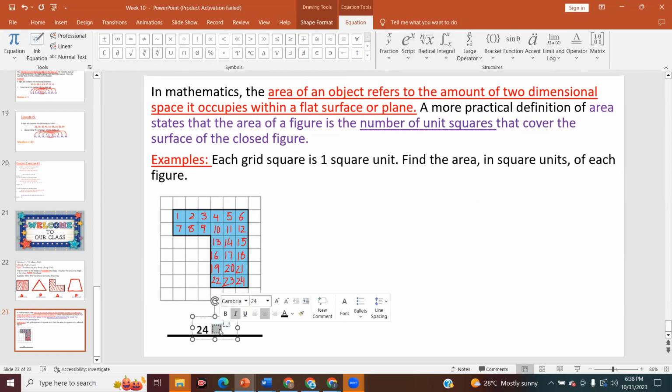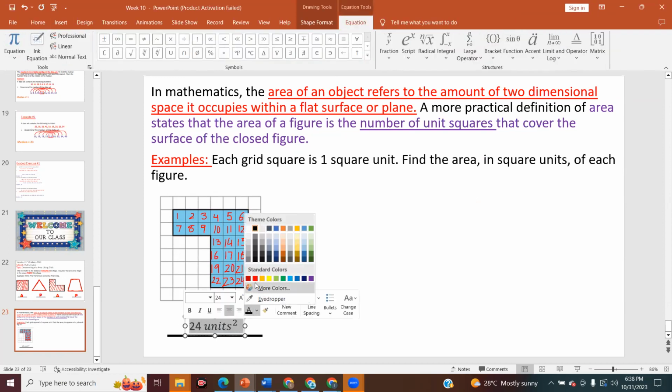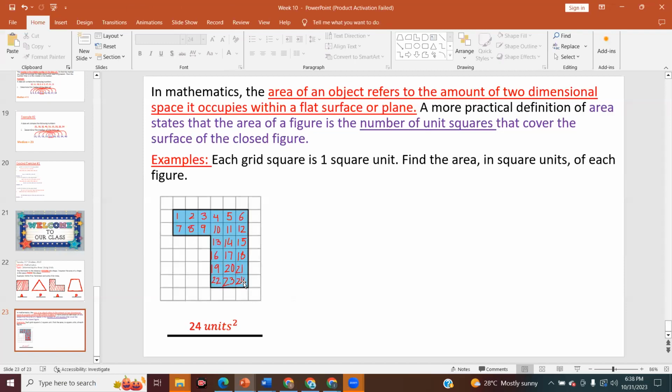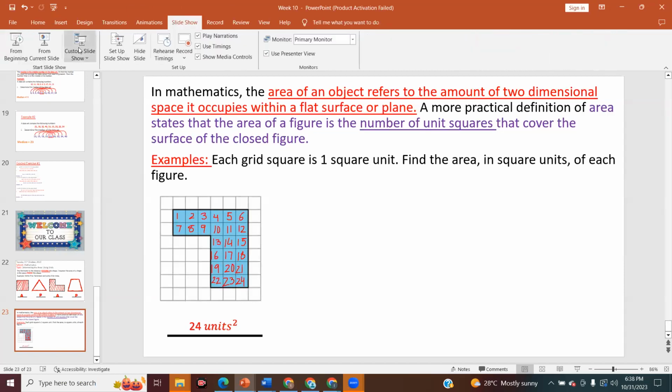Mr. Petit, you joined this? Of course. 24 units squared. If you have graph paper, it would be good. You can just do it on your graph paper, but if you do not have graph paper, then you're just going to draw it out. All right, using the graph paper, that's good.